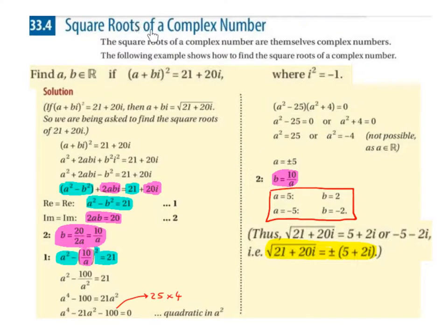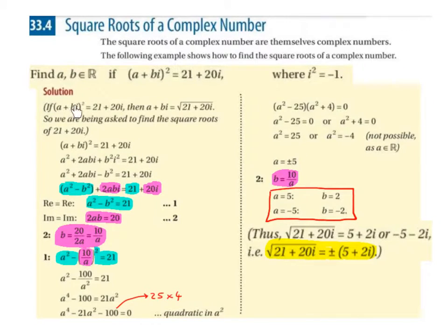Square roots of a complex number. The square roots of a complex number are themselves complex numbers. The following example shows how to find the square roots of a complex number. Find a and b, which are elements of the real number set, if (a + bi)² equals 21 + 20i, where i² is equal to -1.